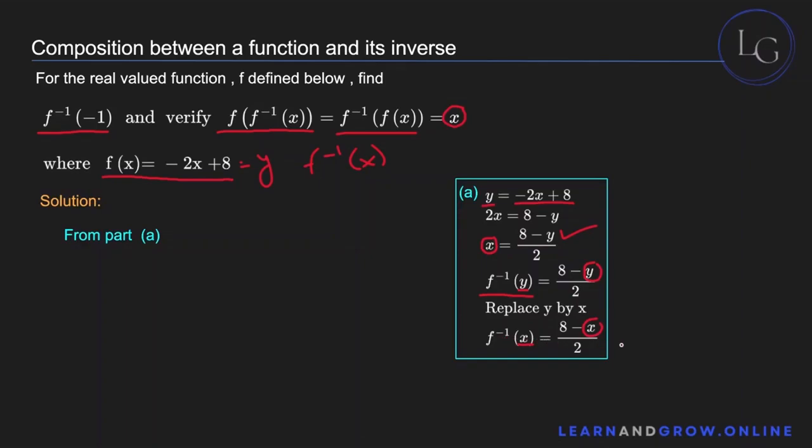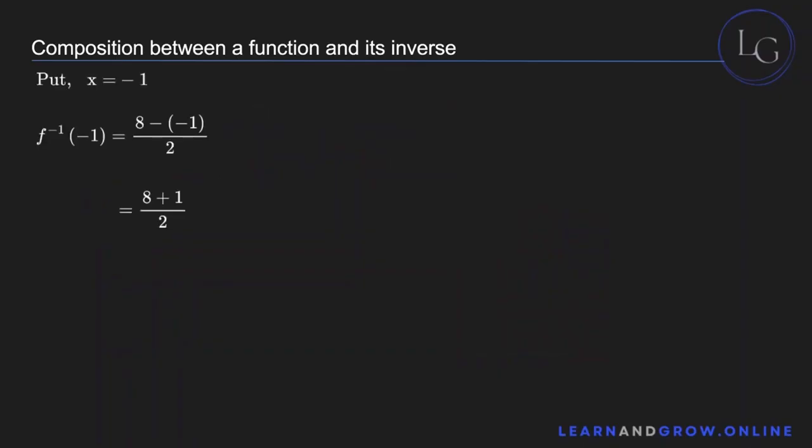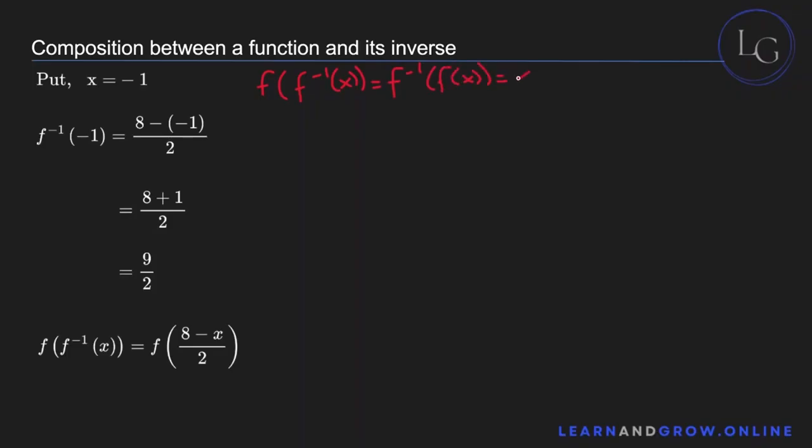Okay, so now that you have f inverse of x, you can find f inverse of minus 1 by inputting minus 1 in place of this x. Right? So you input x is equal to minus 1 over here. Once you do that, you get 9 by 2. So f inverse of minus 1 is equal to 9 by 2. Now, what did we have to find? We had to prove that f of f inverse of x is equal to f inverse of f of x, which is equal to x, right?